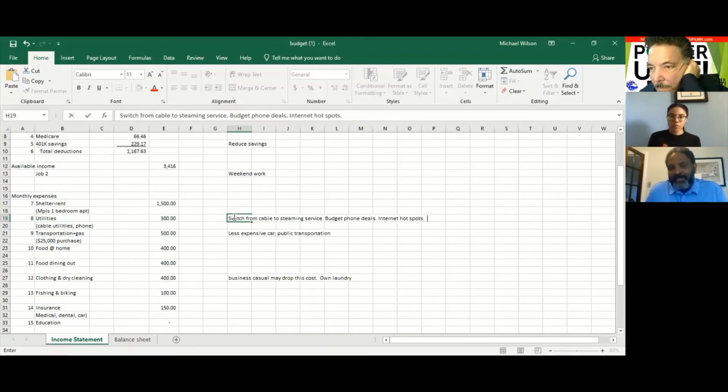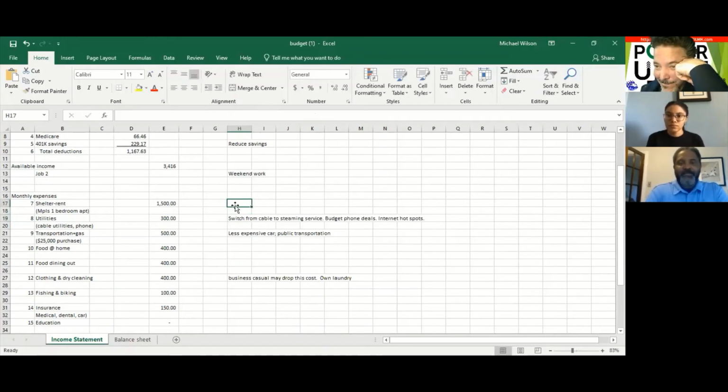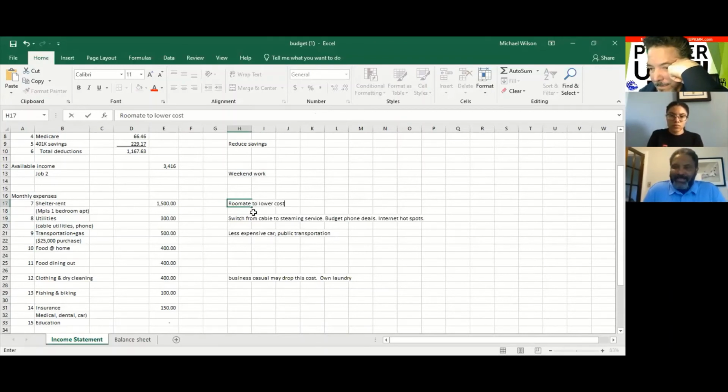What's the other consideration? Your biggest expense is shelter, right? What else could you do? $1,500 a month is pretty high. You could get a roommate. If you move this to a 2-bedroom place, maybe that amount goes down by $600, let's say, $500 or $600. That's real savings for you guys, right?